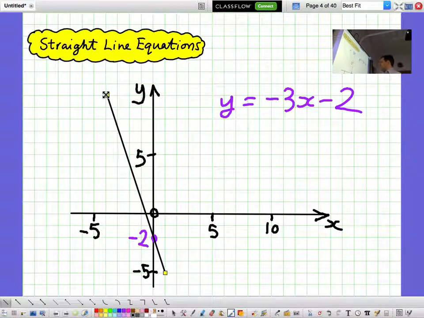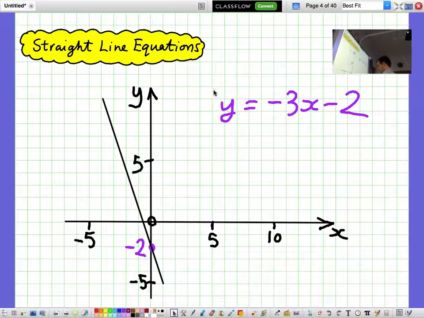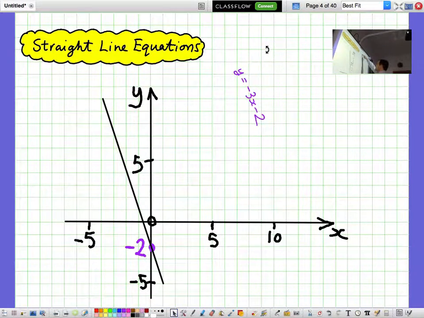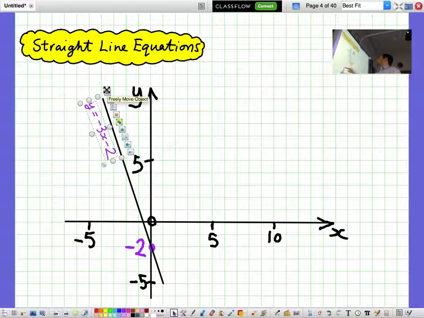So a line with a gradient of minus 3, sloping down from left to right, then 1 across for 3 down, and cutting at minus 2. Label that again for good measure. There we are. Boom, boom, boom, like that.